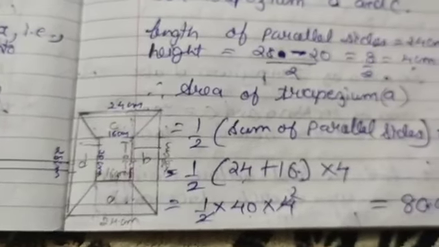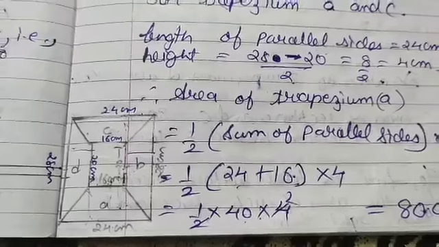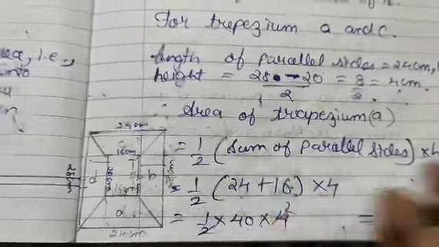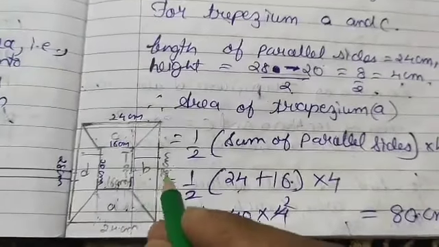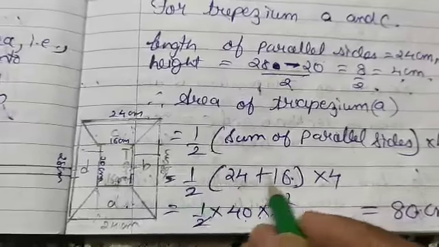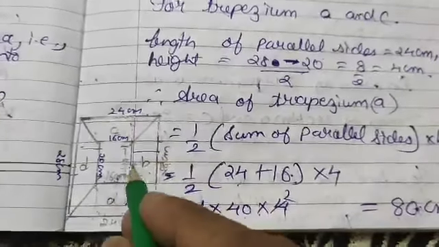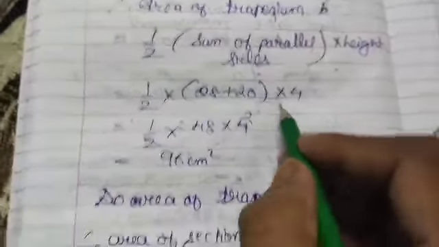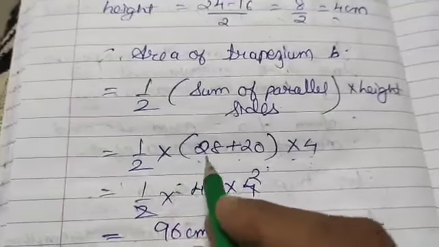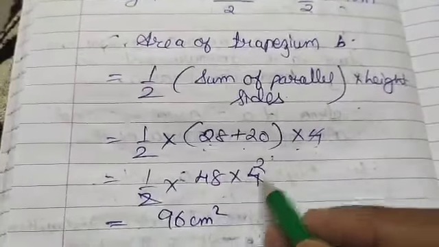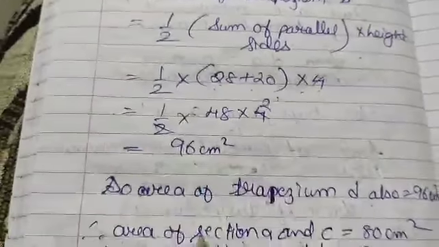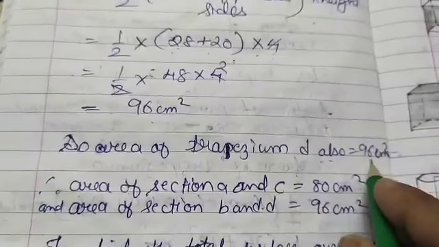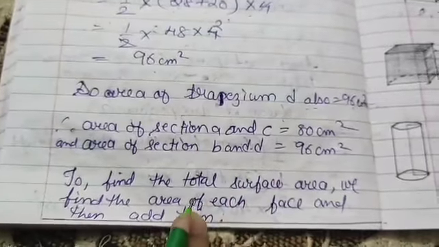So again we have to apply the same formula, that is area of trapezium B, half into sum of parallel sides into distance between parallel sides. Now the sum of parallel sides will be 28 and 20, not 24 and 16. That is for A and C. Now here 28 and 20 will come, and the distance between parallel sides, just now we found, is 4. Now the sum of these two is 48. 2 2s are 4, 4 24s are 96. So we got the area of section B, and that will be the area of section D also, 96. This is how we got the area of all the sections.